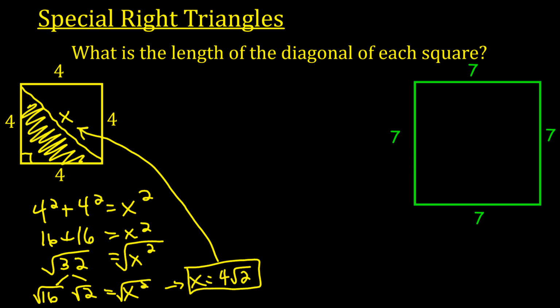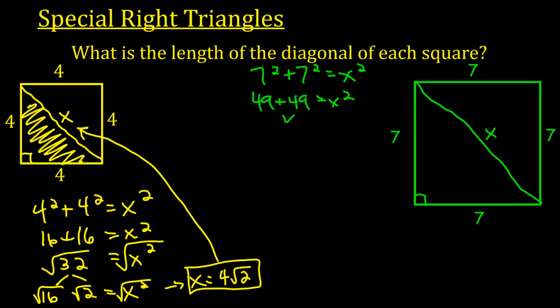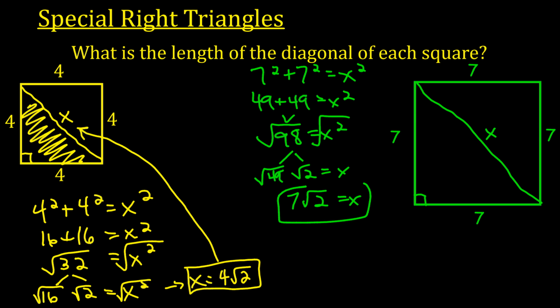All right, so bear with me here. Let's do one more, and then we're going to see if you see a pattern happening. We'll call this one x again. This is still a square. We'll do 7 squared plus 7 squared equals x squared. Same idea. 7 squared is 49, and we add these two together, we get 98. Then when we square root, we break down the square root of 98 into 49 and 2. The square root of 49 is 7, so it would be 7 square root 2. So that means this diagonal piece is 7 root 2.